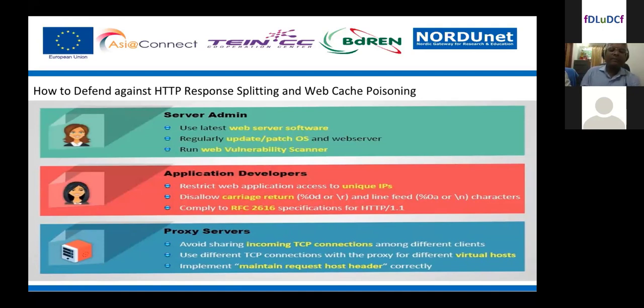And what about the application developer? From the application developer, restrict web application access to unique IPs. Please make a restriction so that you restrict the web application access to unique IPs, and then disallow carriage return. Please don't allow carriage return and line feed, because hackers use this type of character to try to get access to your root directory. So never allow this one.